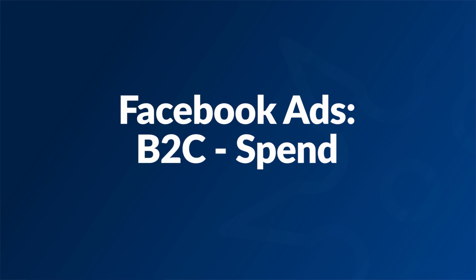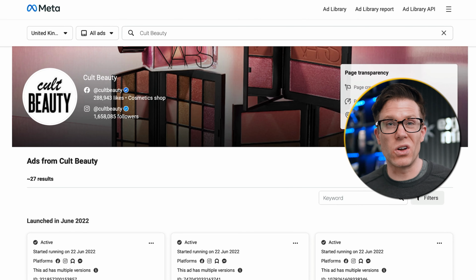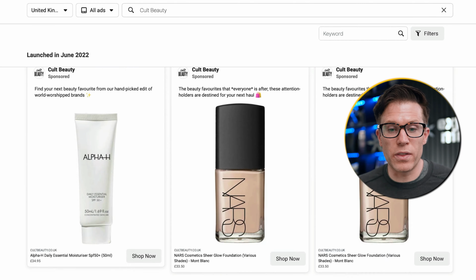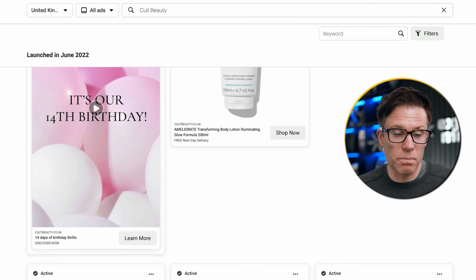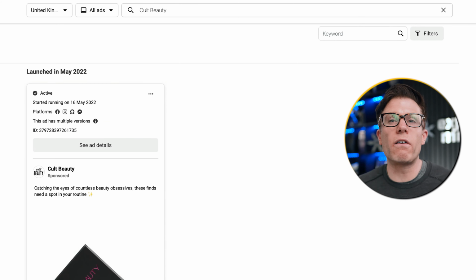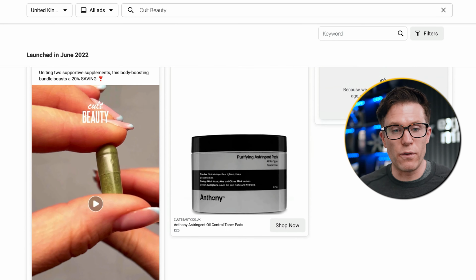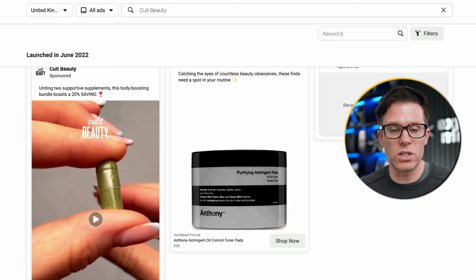The next thing is spend. Now, there's no way to tell how much this brand is spending on Facebook ads. Sometimes when you go on the Facebook Ad Library, you will see that data. But for Cult Beauty, we don't see that data. So what we have to do instead is deduce how much they're spending based on some telltale signs. The first thing is the number of ads. This isn't a brand that's running a huge volume of ads. There are some ads here, and it's clear that they're testing lots of different ad types. But there aren't dozens and dozens of different types of ad copy here. They're basically choosing a few different types of ad copy, and then running variations of those ads.